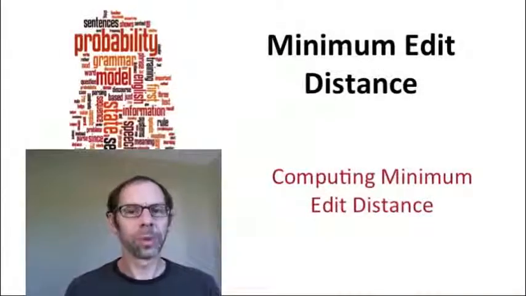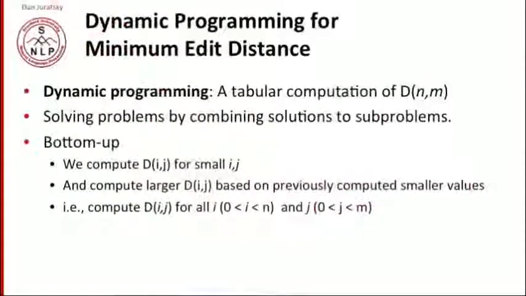How are we going to compute minimum edit distance? The standard algorithm is with dynamic programming. Dynamic programming is a tabular method of computation. And what we're going to do is compute d, the distance between two strings x and y, x of length n, y of length m, by combining solutions to subproblems. And combining solutions to subproblems is the intuition of all dynamic programming algorithms.